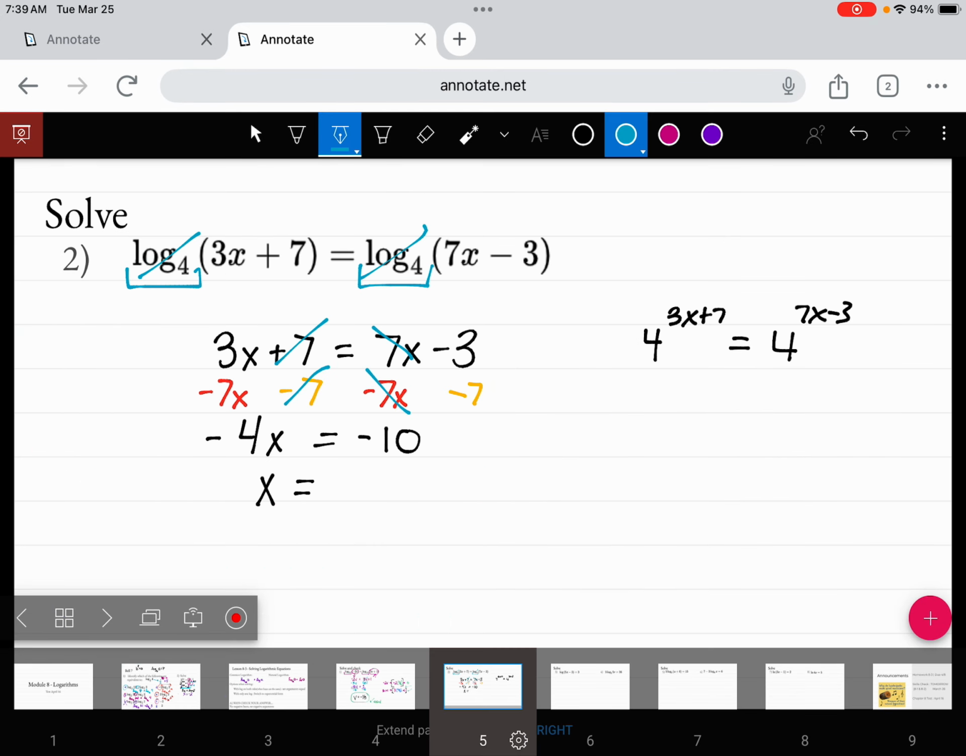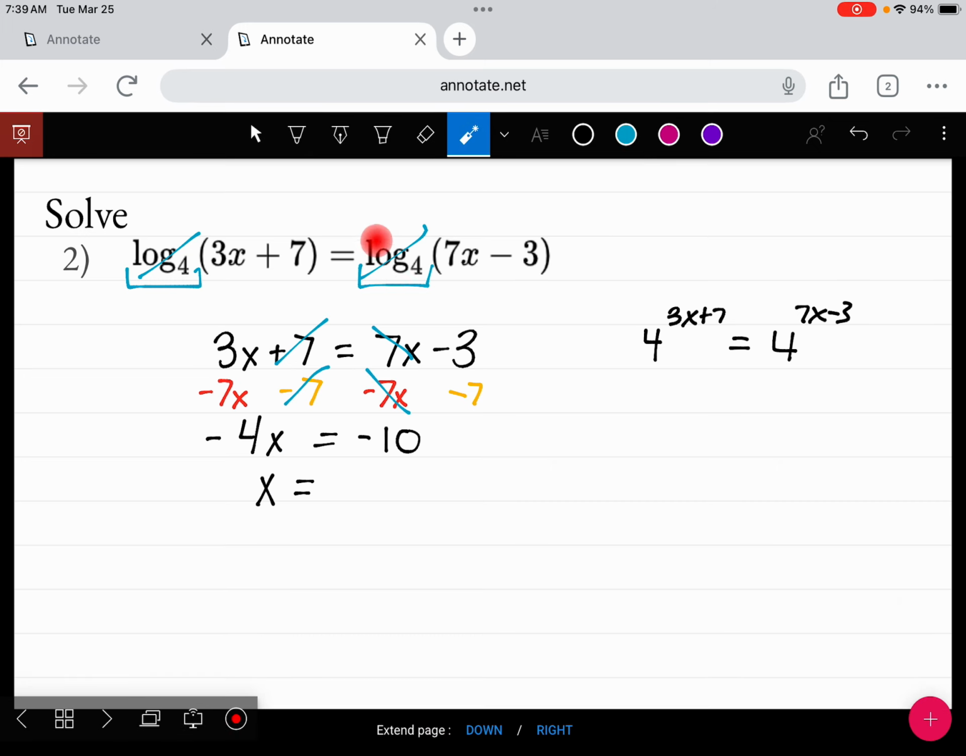It's the same vibe with logs. Since the bases on these two were the same, they're irrelevant. I can just look at the arguments. Good question. I'm always good with that so we don't get confused by it. What do we get as our value for x?